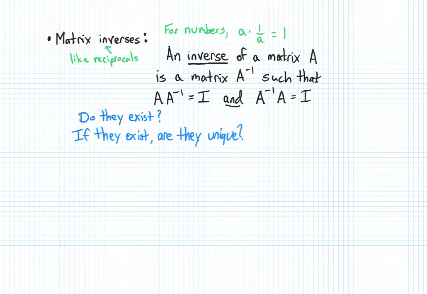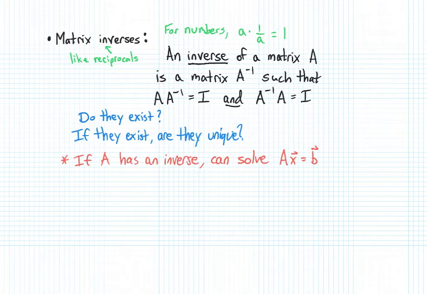You'll notice that I said an inverse instead of the inverse because we don't yet know for sure that it's unique. So we'll get to these questions in a second, but first I want to show you how useful a matrix inverse can be if you have one. So the idea is that if A has an inverse, then you can solve a matrix equation AX equals B just by multiplying both sides by the inverse.